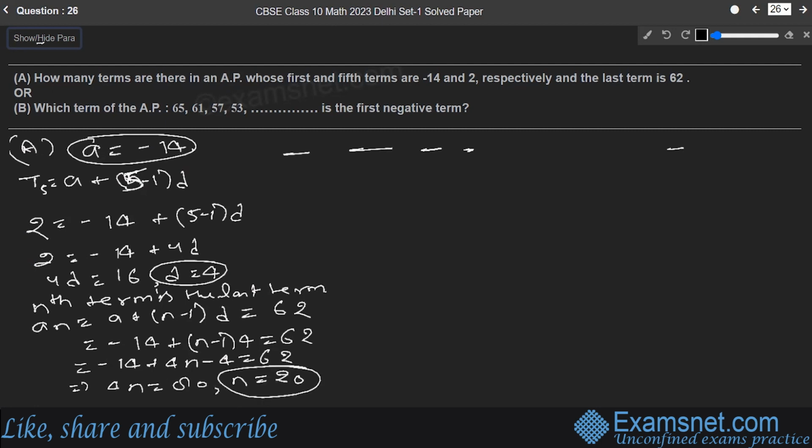So how many terms are there in that AP having these conditions? It is nothing but n equal to 20, and that is the right answer. Okay, let us have the other part, that is B.